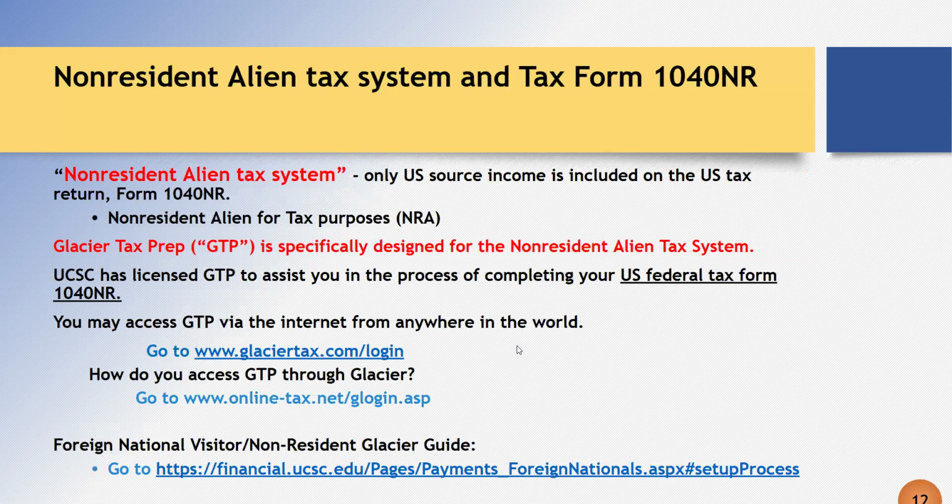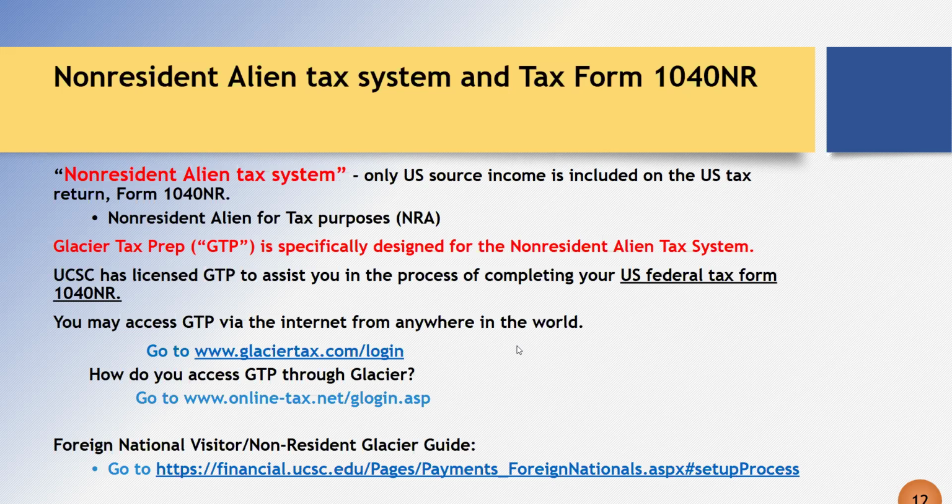So now let's talk about the non-resident alien system. When you're non-resident and say you arrive in the middle of the year and you had a job somewhere in India until June and then you come here, you do not include anything that you earned outside of the US. You only include income that you received while in the US.